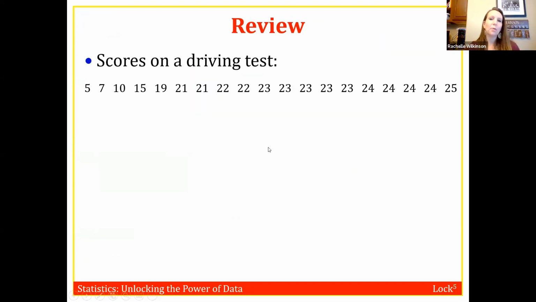Okay. Here is another review problem. These are 19 scores that were on a driving test, and we want to look at this data. So the very first thing that we always want to do with our set of data is graph it. This is one quantitative variable. What would be a good graph to display the distribution of driving test scores? What do you think?